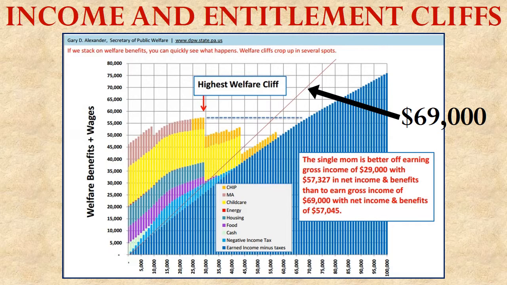So let's take another example. Let's say she's making $69,000. Now you notice that there's a big gap between the line of what she's making and what she actually gets to take home in income, because she has to pay a bunch of taxes on that money. She ends up taking home only $57,405 out of that $69,000 that she made. And she gets no welfare benefits.